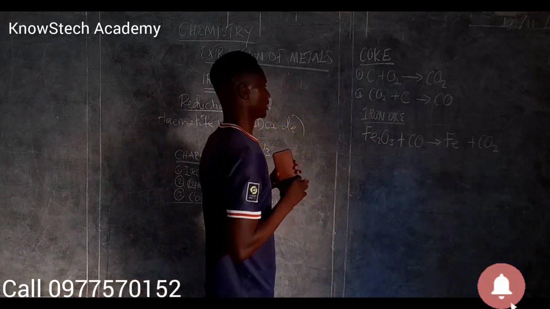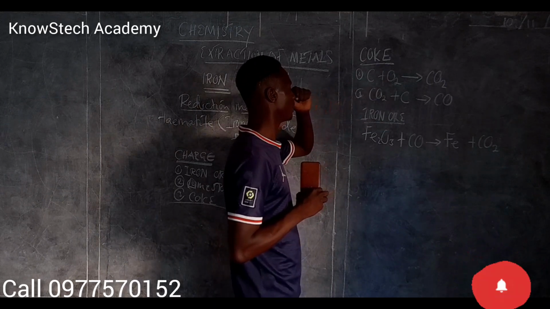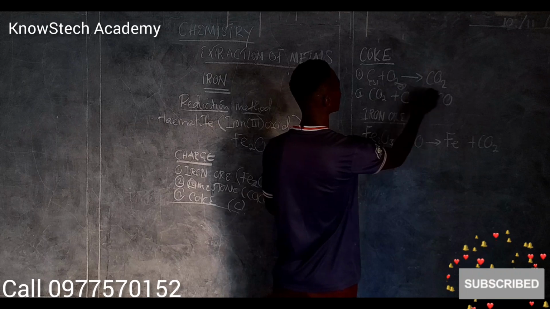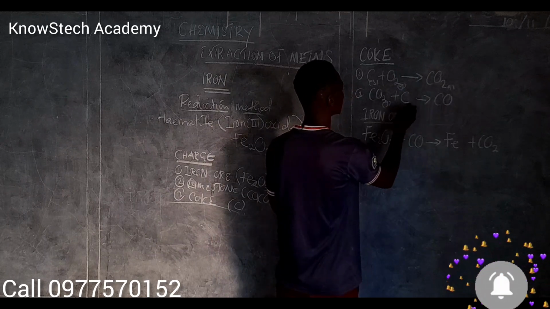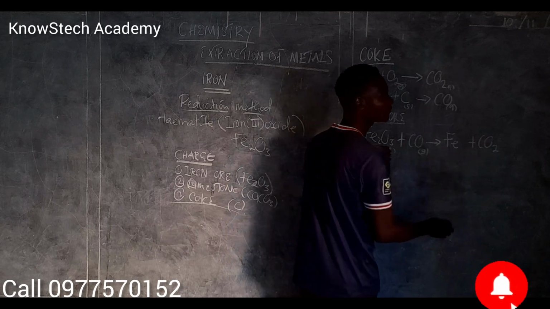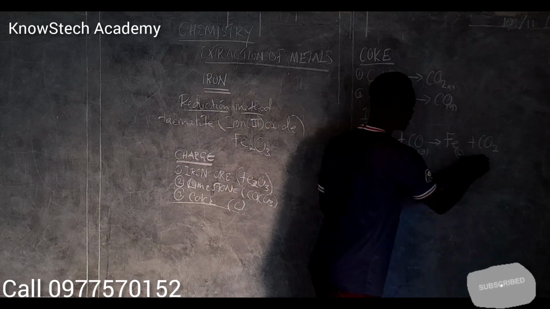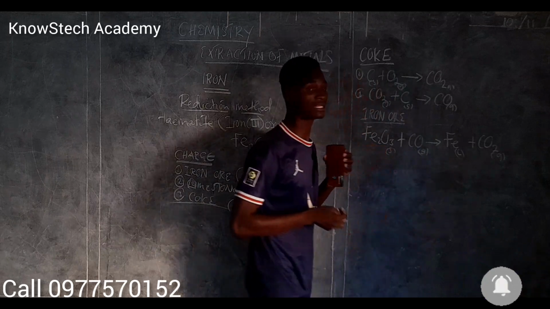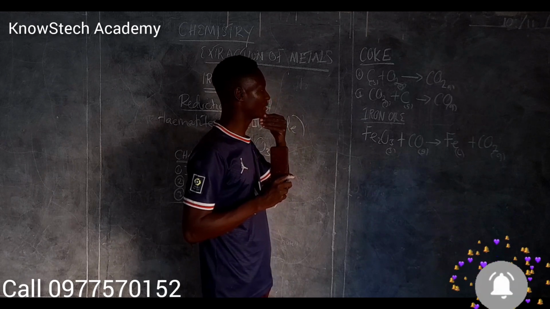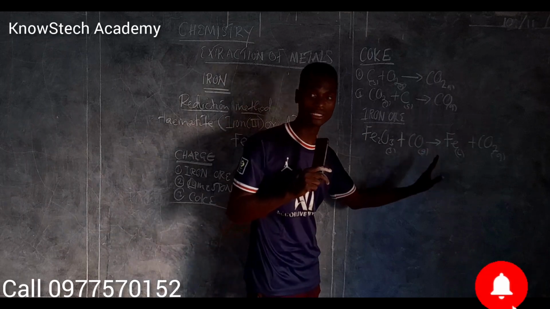Let's balance this equation. This one is easy. We can also state the symbols. This is a solid, this is a gas, and this is also a gas. Gas, solid, gas. Then the iron formed here is in its molten state, which is liquid, and this is gas. Let's balance this equation. This is the most important stage, because that's when iron is extracted.